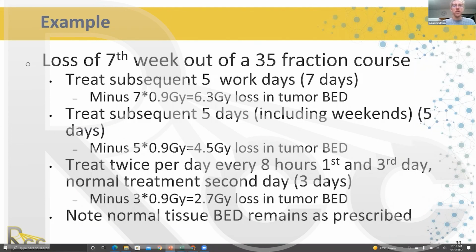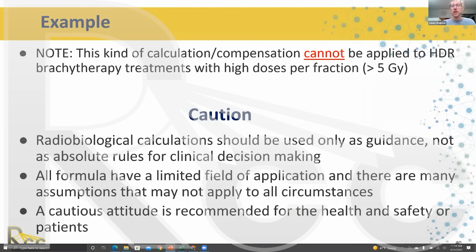Another example, you lost the 7th week. How would you account for this? Again, I'll let you go over these examples. If you have questions, you can let me know. It's difficult when you start really changing fractionation schemes and high dose rate brachytherapy at such high doses per fraction.